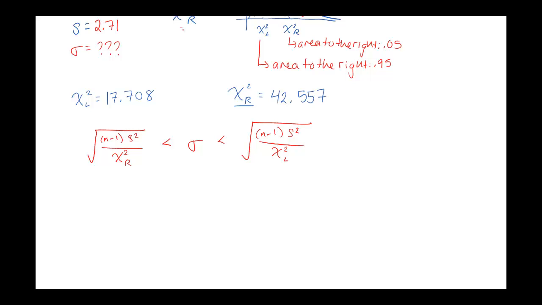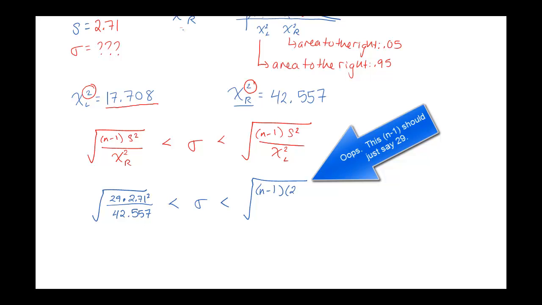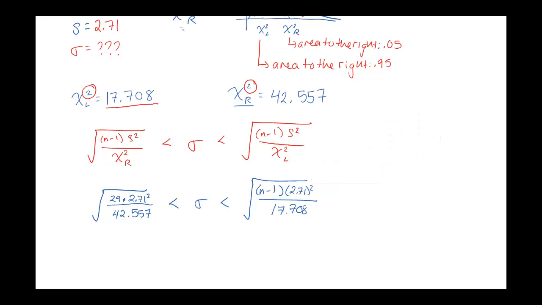The other thing that tricks people is that when we put in these numbers, 17.708 is going to go in for chi-squared L. There's no need to square this number. This is already squared. The numbers you look up in the table are already chi-square values, so no need to add an extra square. So here we get n minus 1, which was 29, times our s squared, that was 2.71 squared, divided by the right chi-squared value, which was 42.557, less than our population standard deviation, and then almost the same thing on this side. So be careful you're not squaring those numbers in the denominator.